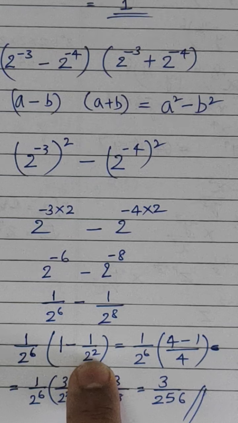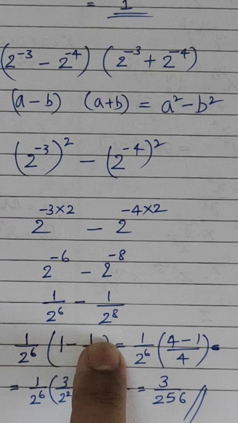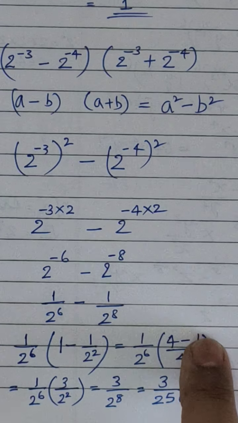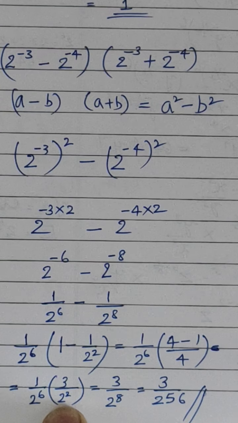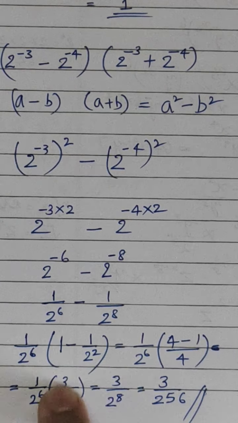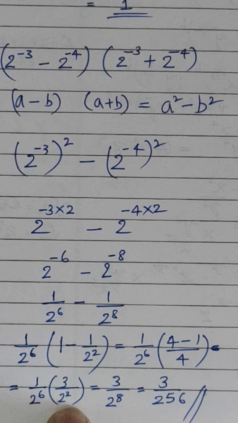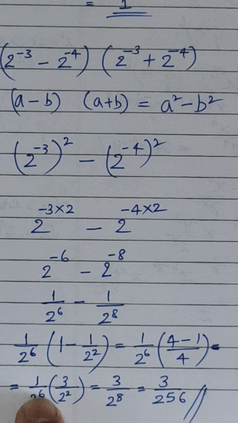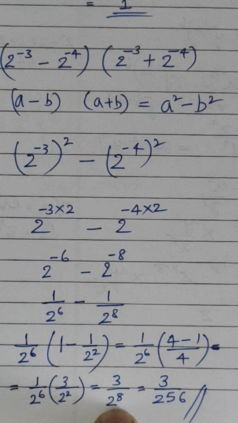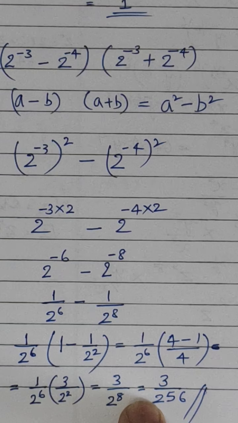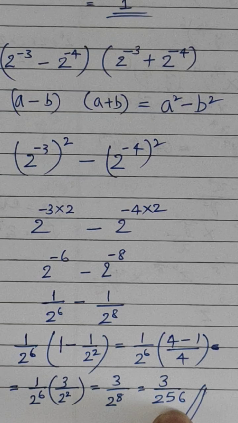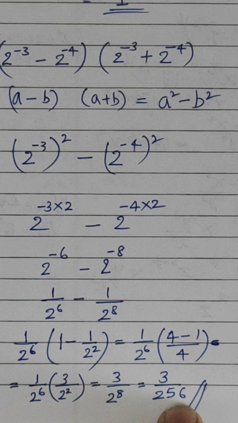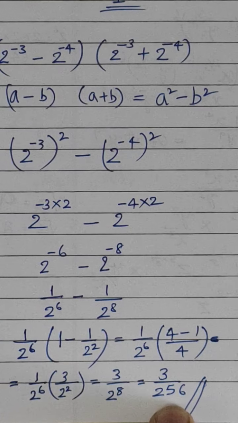So when you take 2 square, that is 4, as LCM, that will become 4 minus 1, 1 divided by 2 to the power of 6, that will be equal to 3 by 4. This 4 can be written as 2 square, so 2 to the power of 6 into 2 to the power of 2 will become 2 to the power of 6 plus 2, that is 3 divided by 2 to the power of 8, that is equal to 3 divided by 256. When you expand this 2 to the power of 8, we get 256.